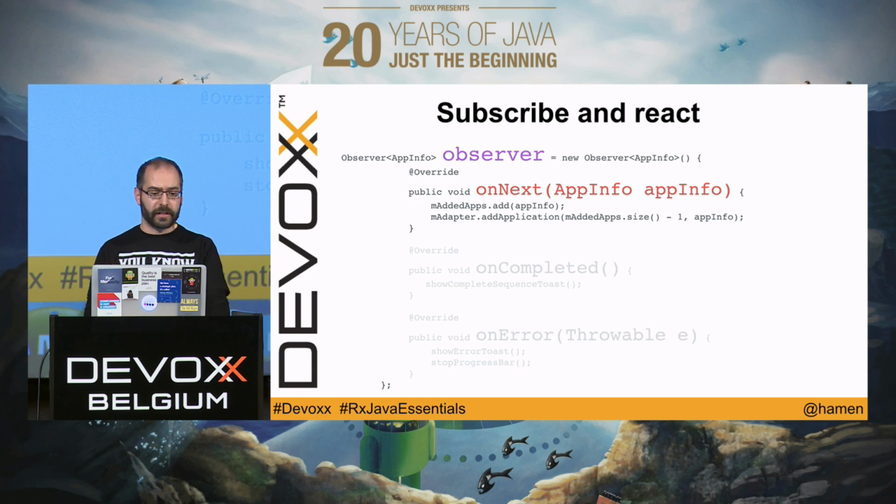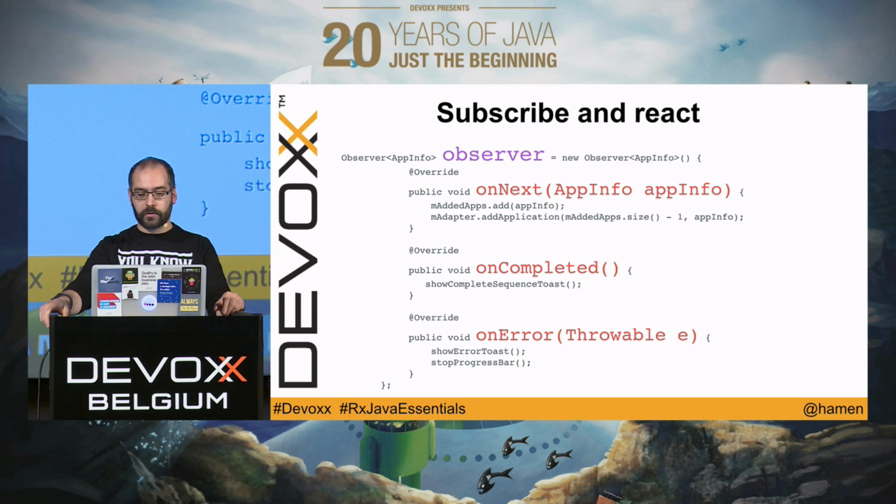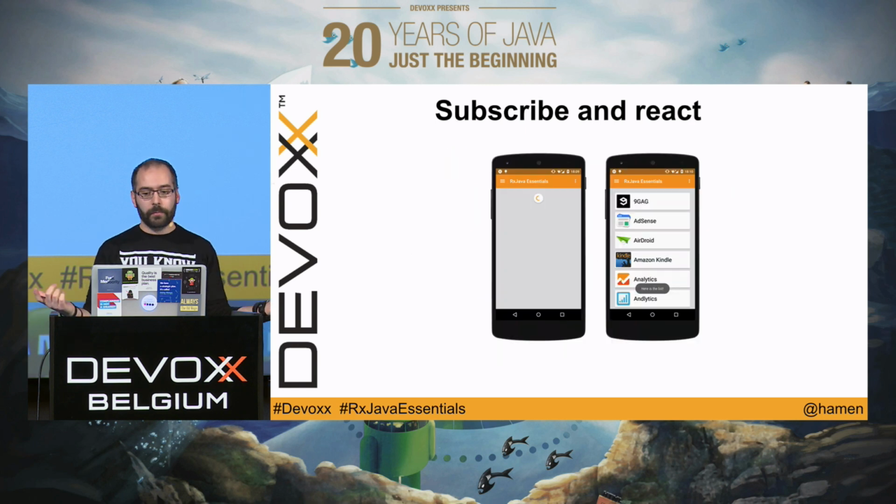It implements an interface, so we have onNext, and we receive the object. When we receive the object, we add it to the list, and we refresh the adapter. When the sequence is over, we just show a toast. And when something goes south, we stop the progress bar, and we show a toast message. Piece of cake.